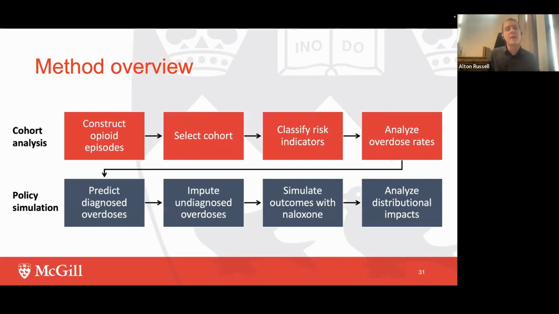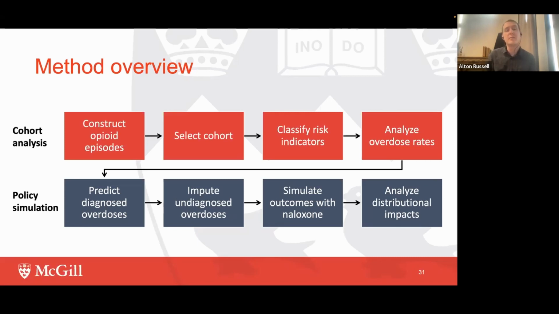So, an overview of the methods. We constructed opioid episodes and then selected our cohort and classified people as having or not having different risk indicators, and analyzed the overdose rate according to risk indicators. This first row is what I call the cohort analysis. And then we did the policy simulation.